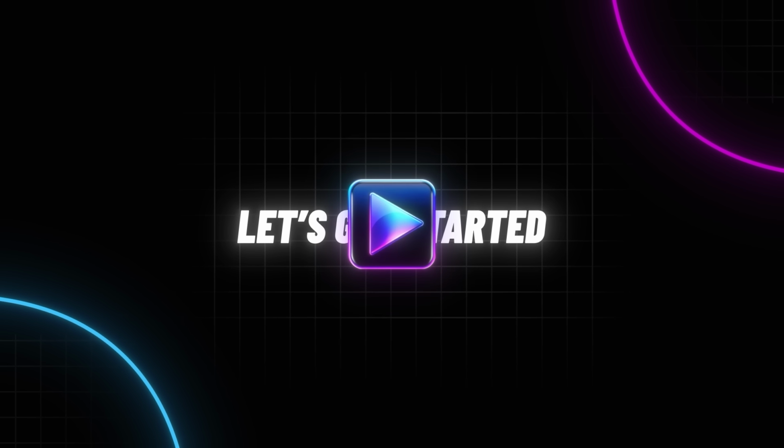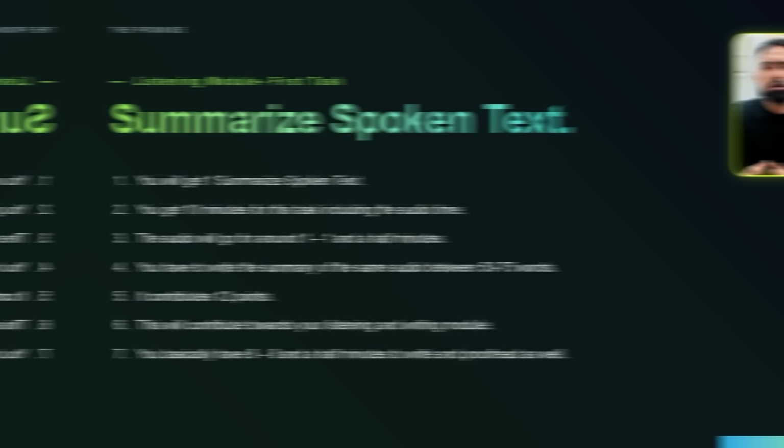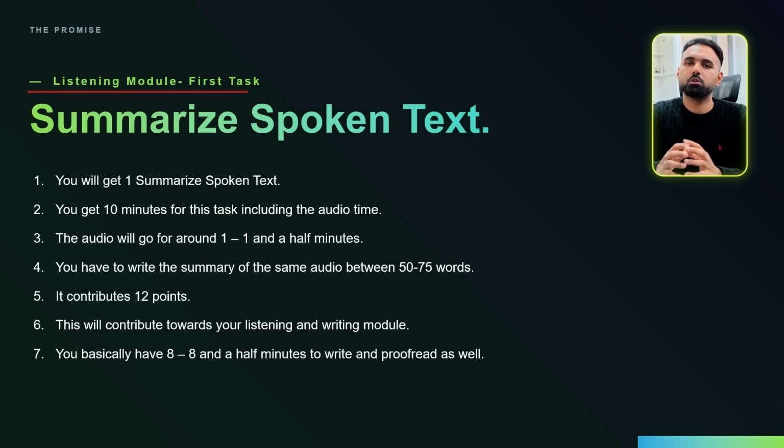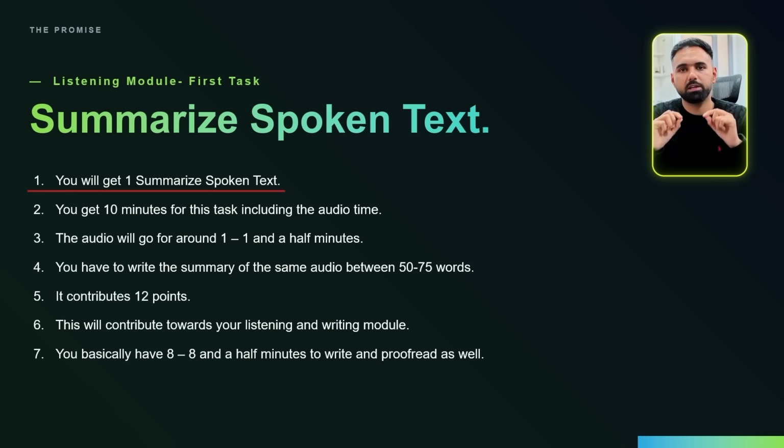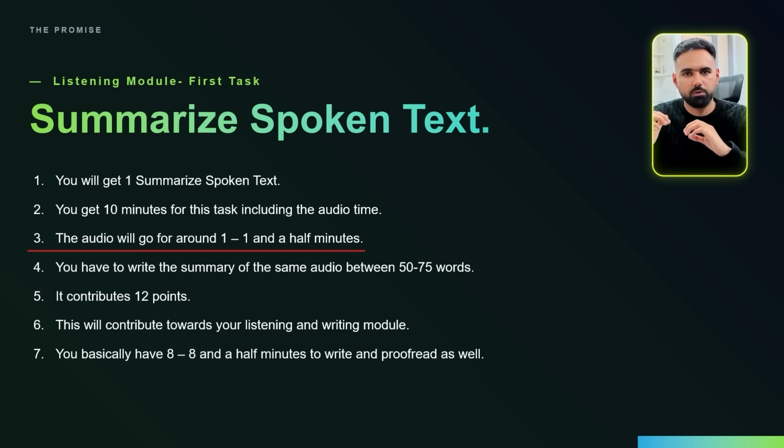Now let's get started with summarize spoken text. Summarize spoken text is the first question type of the listening module. In PTE Academic, you'll only get one summarize spoken text. What happens here? You get 10 minutes for this, which starts with an audio. The audio will go around 1.5 minutes.